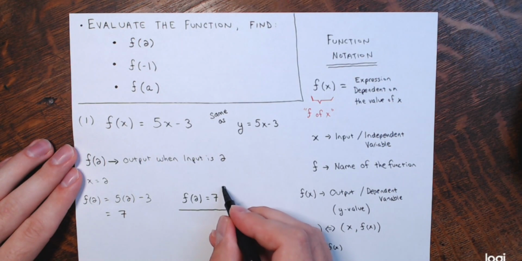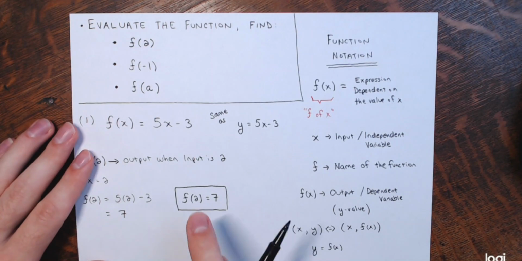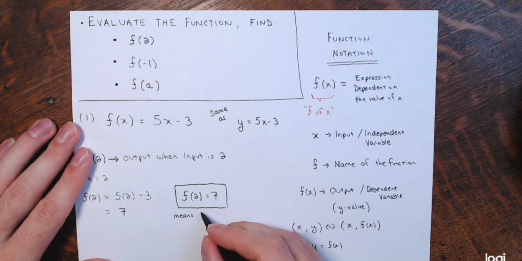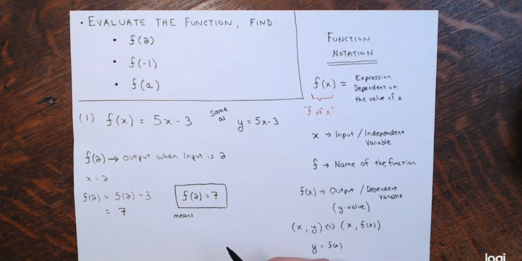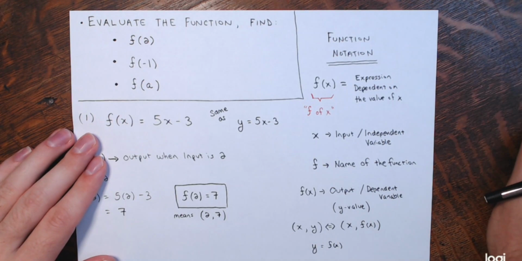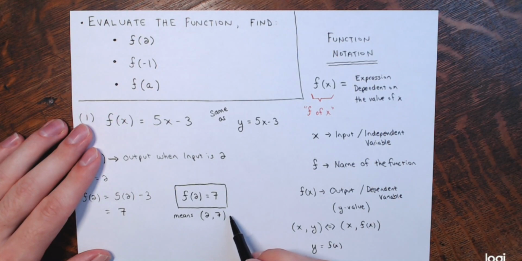So f of 2 equals 7. And this means that the ordered pair 2 comma 7 would be on the graph of this function or belongs to function f.